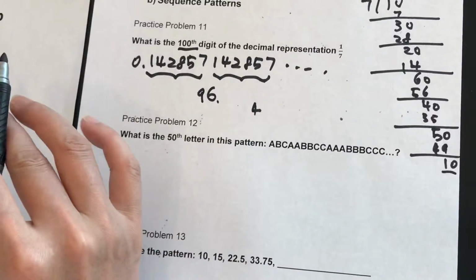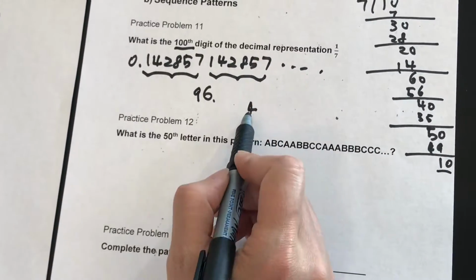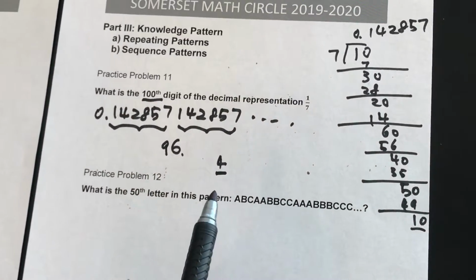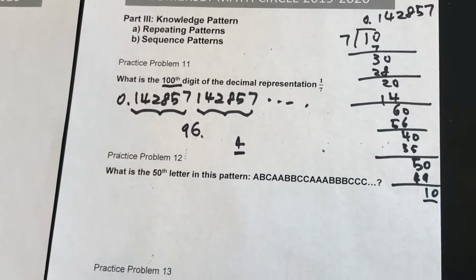You take out the integer number of repeat patterns, and the remainder, which we call the, what do we call this? Unit digit. And then use that unit digit to find out which number you're looking for.